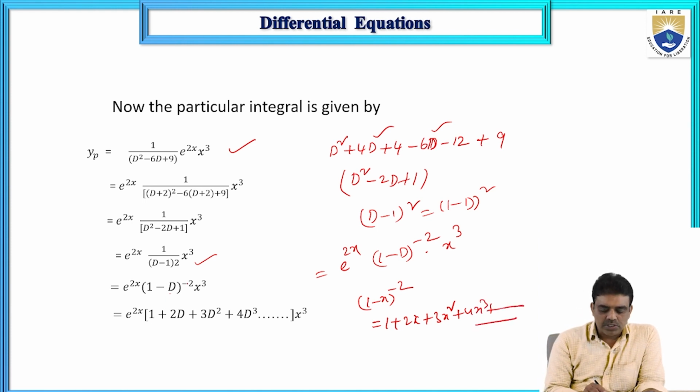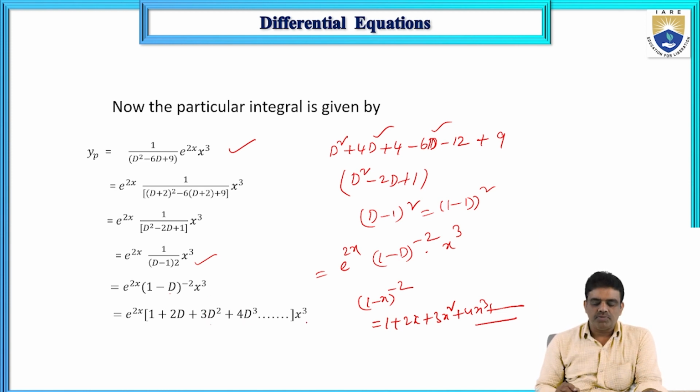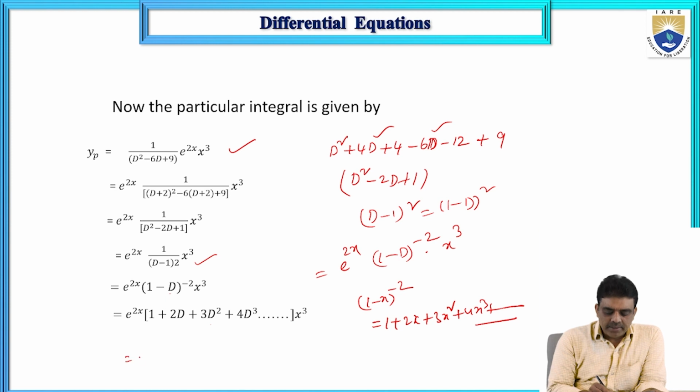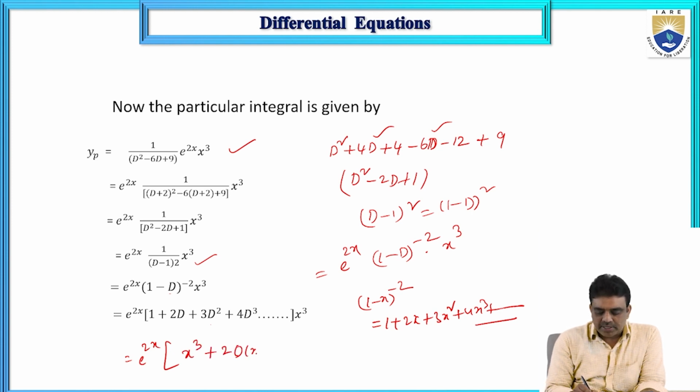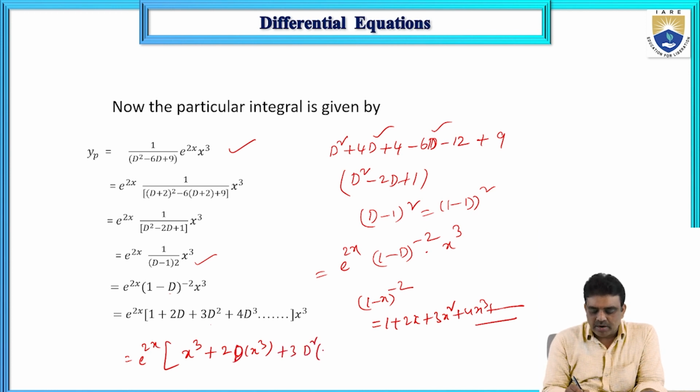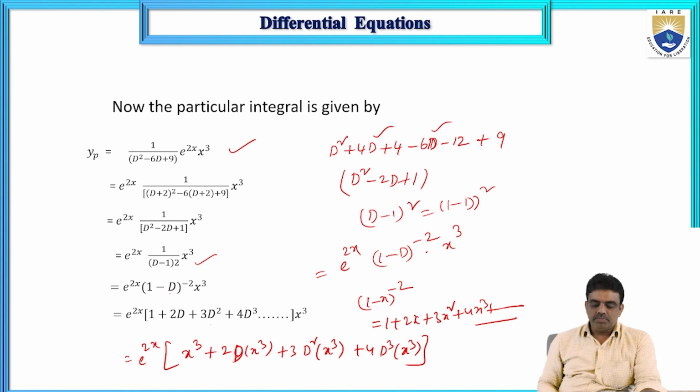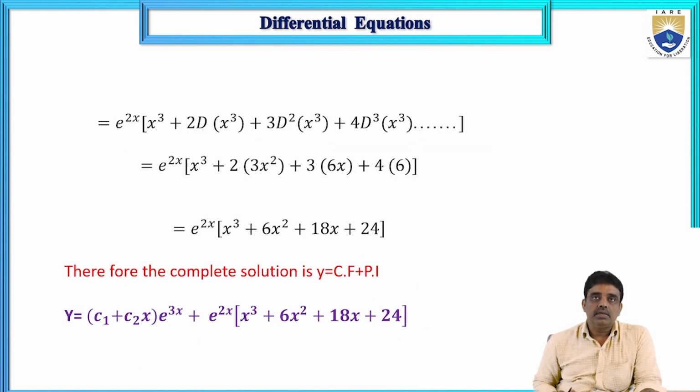So it is 1 plus 2D plus 3D square plus 4D cube plus so on of x cube. Now operate each term with x cube, that is 1 of x cube plus 2 into D of x cube. D means d by dx, plus 3D square of x cube plus 4D cube of x cube, and higher degree terms will become 0. Now what you will get? e power 2x times x cube.